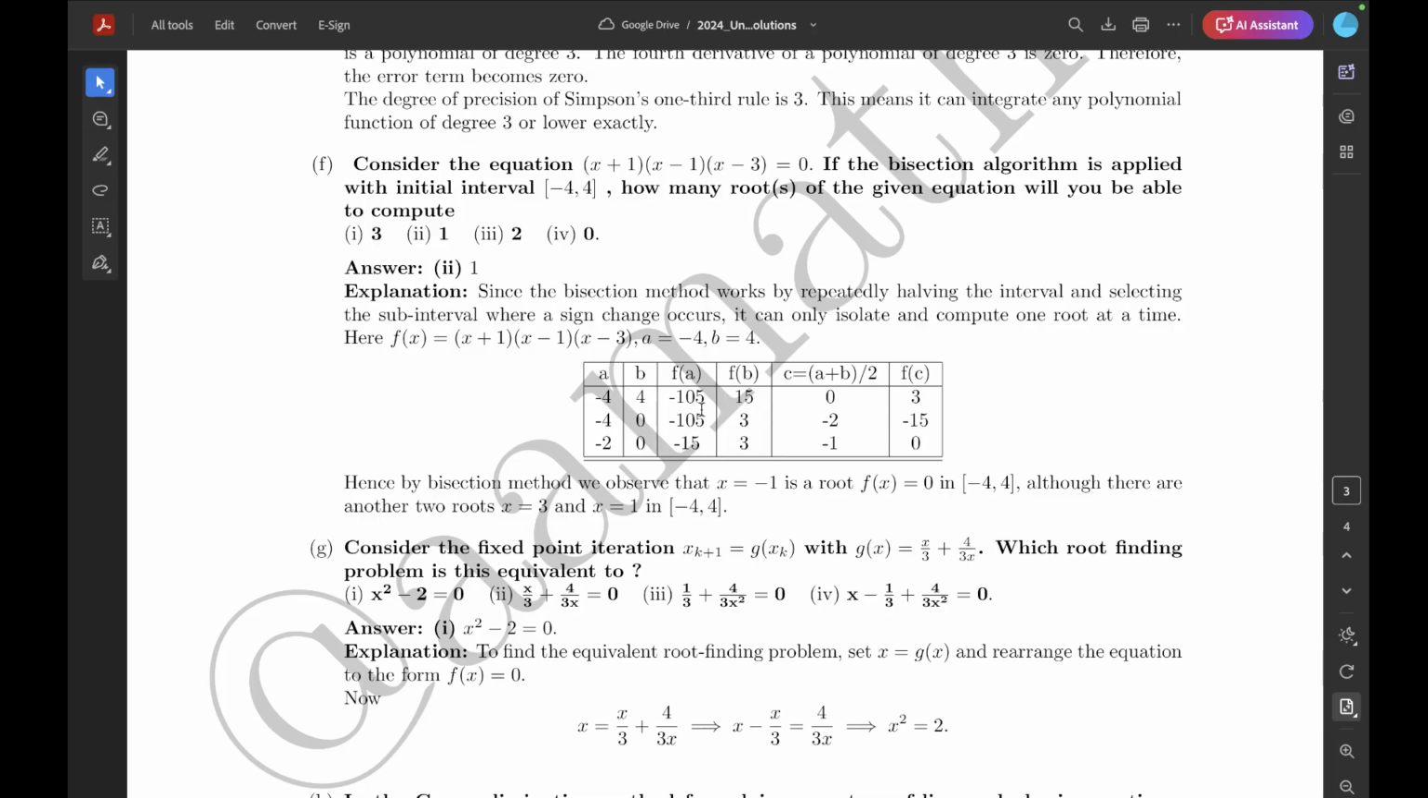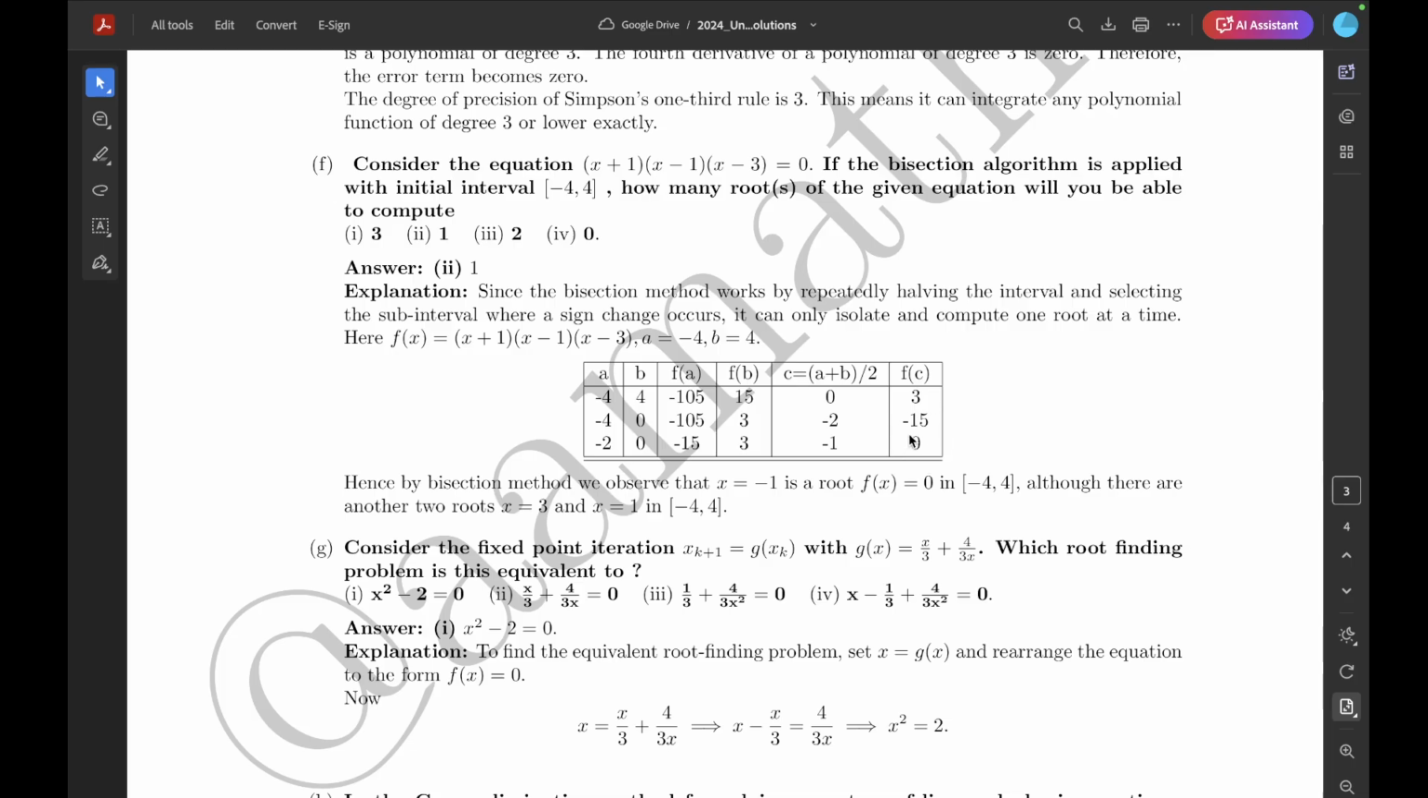So change only the value of B, put here the value of C, so 0. Next calculate this, the value of C is minus 2 here. Second step, and this is the value of F(C) equal to minus 15. So change the value of A by the new C. So this minus 2, 0, and this midpoint is minus 1, and the value of F(C) equals 0.